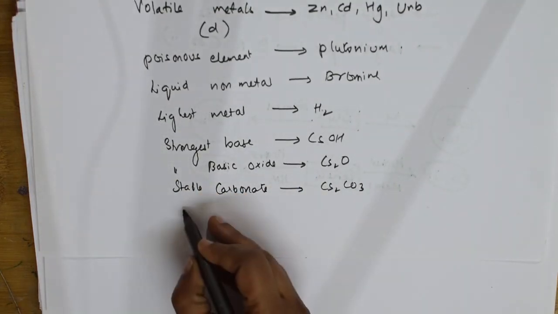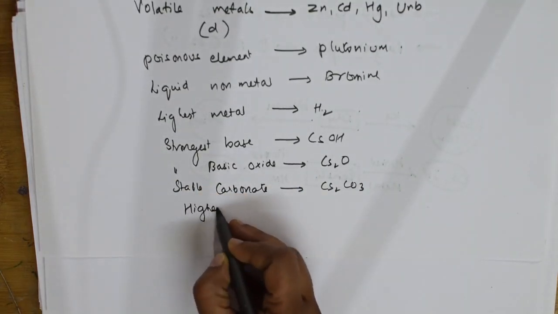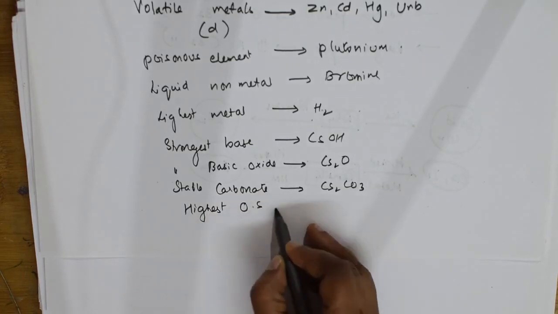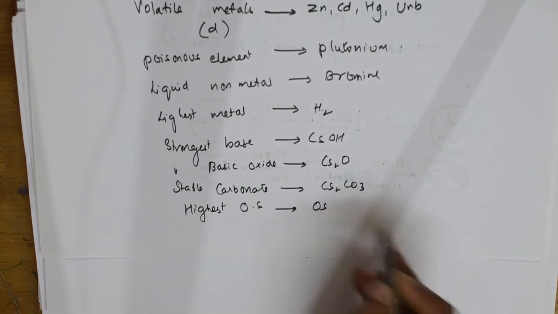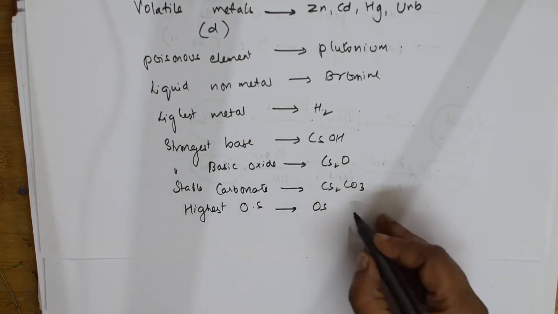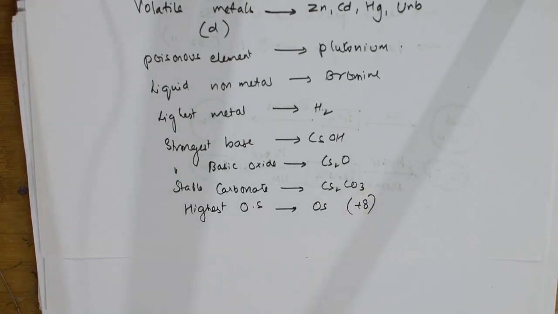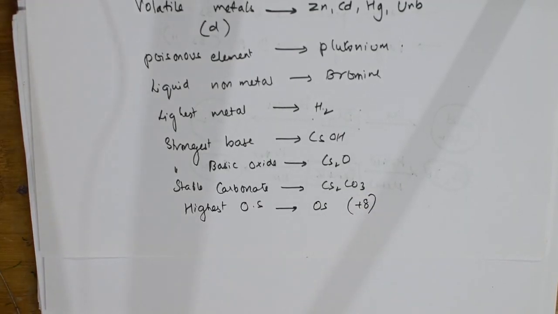The element with the highest oxidation state in the periodic table is osmium. What is the oxidation state of osmium? It is +8. Remember that +8 is the oxidation state of osmium.